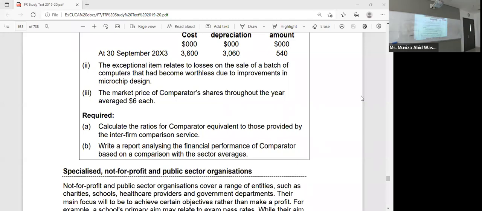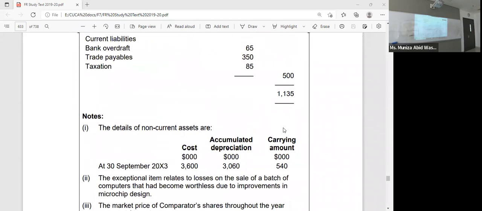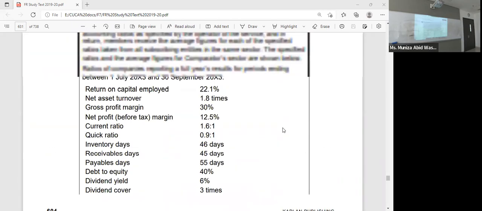Students, the requirement of the question, as you can see, is: calculate the ratios for comparator equivalent to those provided by the inter-firm comparison service. Write a report analyzing the financial performance of comparator based on the comparison with the sector averages. So first you have to calculate the ratios for the comparator.